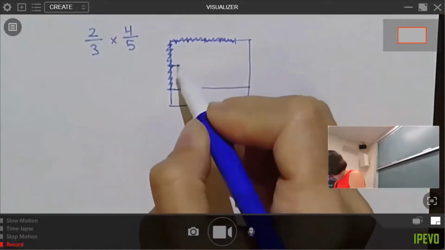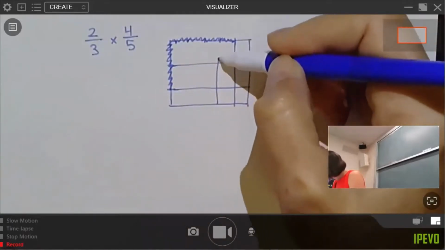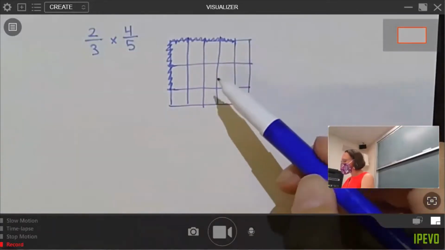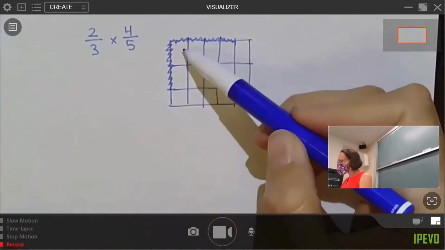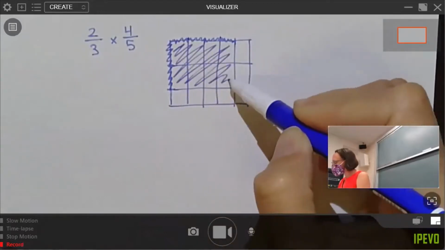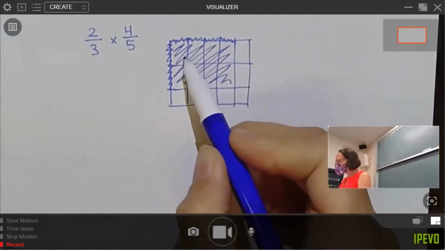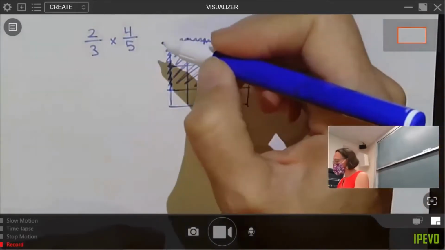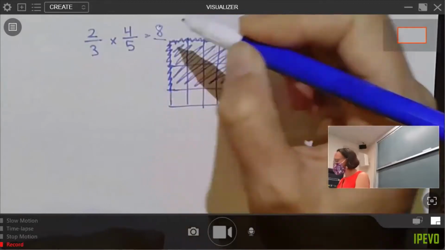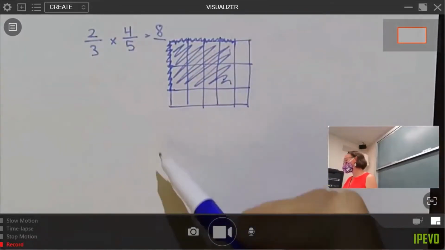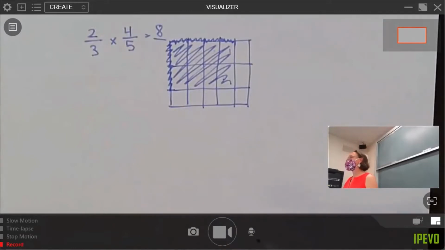And that means that when I fill in the 2/3 by 4/5, I end up with 1, 2, 3, 4, 5, 6... I end up with 8 of these pieces. And the size of each piece is 1/15 of the whole, because there are 15 boxes over there.